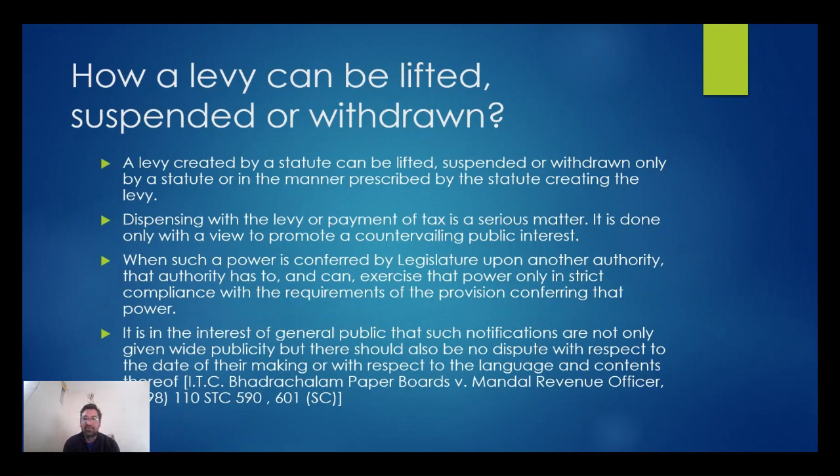So, when such powers are conferred by the legislature upon another authority, that authority can exercise that power only in strict compliance with the requirements of the provisions conferring that power. It is in the general public interest that notifications are given wide publicity, but there should also be no dispute with respect to the date of their making or with respect to the language and contents thereof.